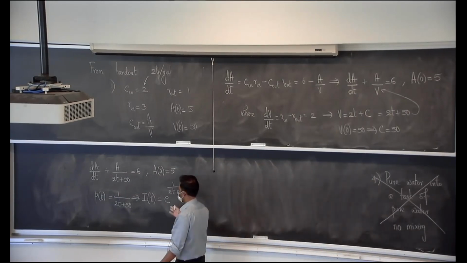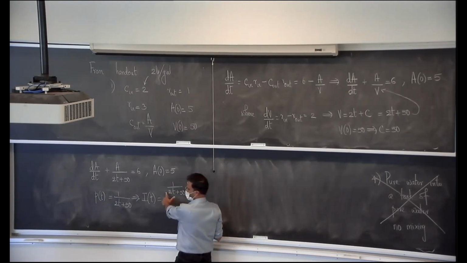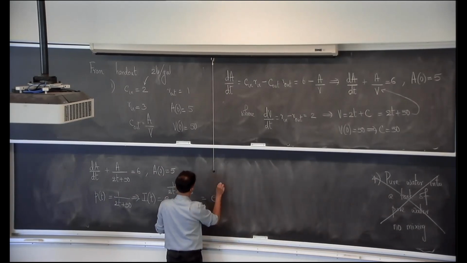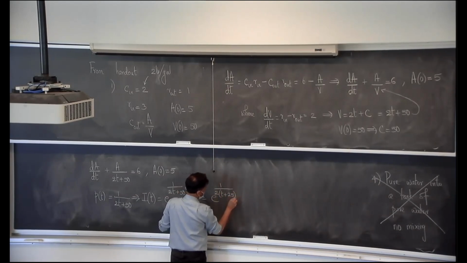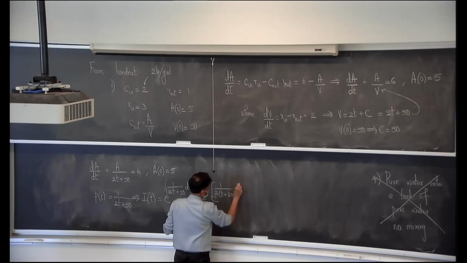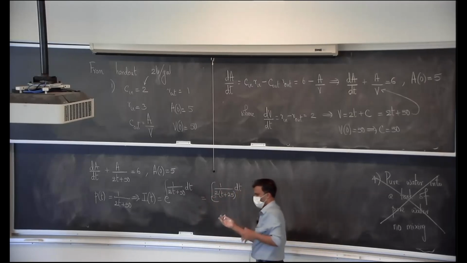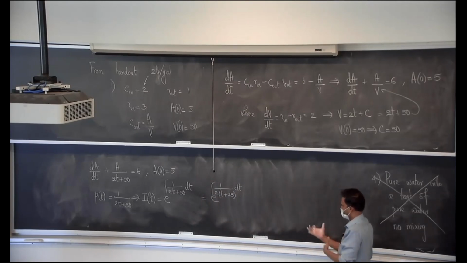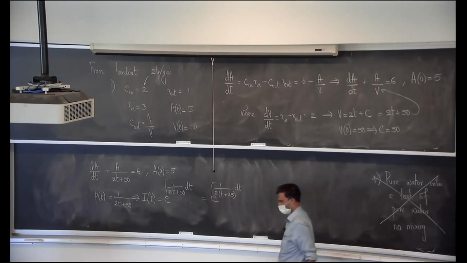Now, there are two ways of doing it, and I would recommend that you just pull a 2 out of here and make your integrating factor a little less bulky. So e to the power of the integral of 1 over 2 times t plus 25 dt. Otherwise, you have to do a u substitution. Both are correct. I think this one is slightly easier to handle when we do the integrating factor later.